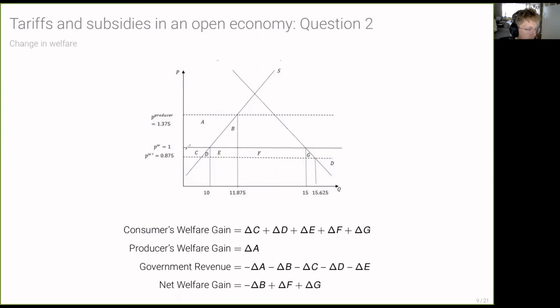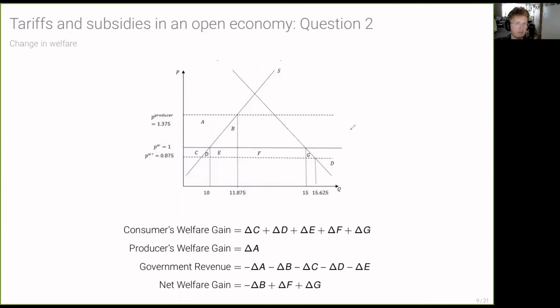So initially at this world price of 1, producers had a surplus given by this shade. But now producers face whatever the new world price is. So the new lower world price is 7/8, plus 0.05. And so producers now effectively face this price because it's a price guaranteed or subsidized by the government. And so now producers have a surplus of this, and you can see that producers have gained area A.